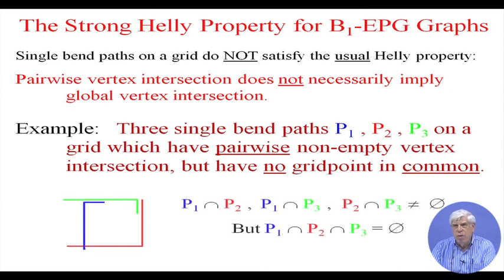And here's an example. Suppose we have these three paths, P1, P2, and P3, on the grid, as shown on the left. Well, they pairwise intersect here on an edge, here on an edge, here on a vertex. But their global intersection, P1 intersect P2 intersect P3, is empty.